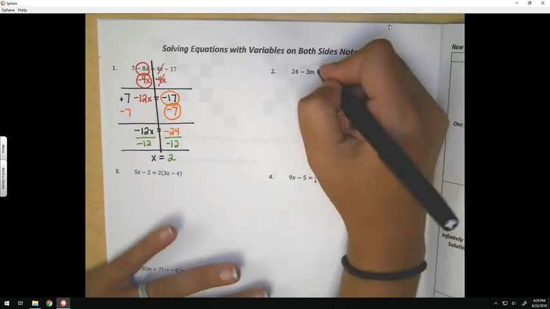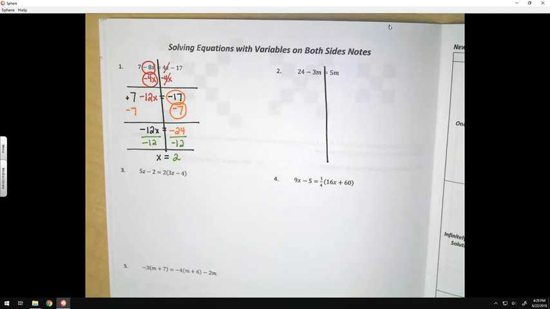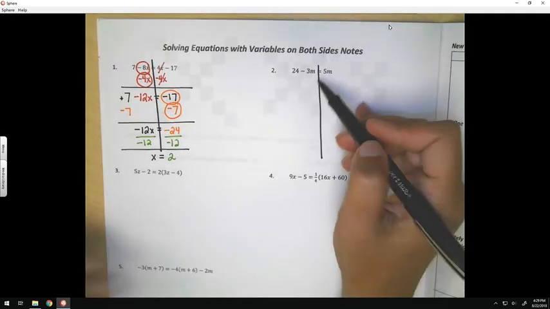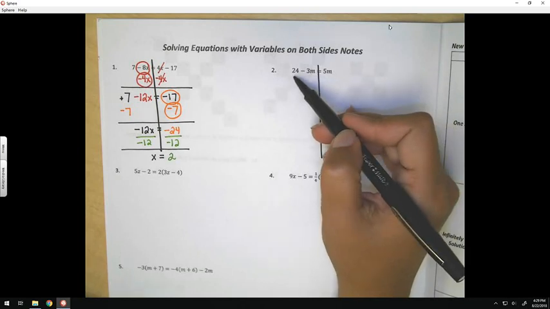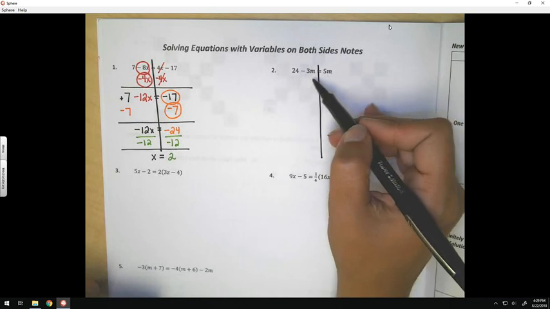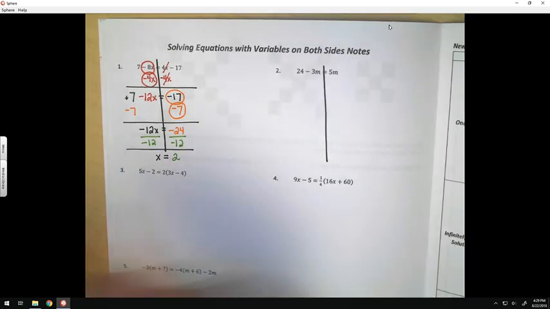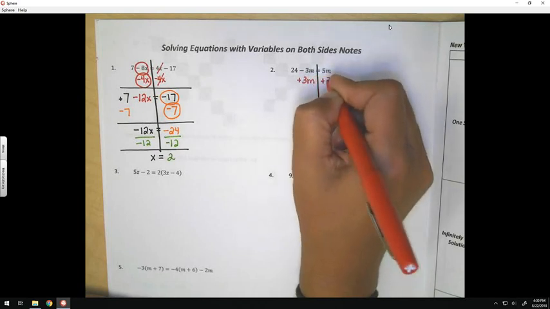Now let's take a look at problem 2. So in problem 2, I'm going to start the same way, drawing a vertical line through the equal sign. Now because the negative 3m and the 24 are on the left side, and the right side only has a 5m, instead of subtracting 5m to move it to this side, I'm going to add 3m to move it to the other side.